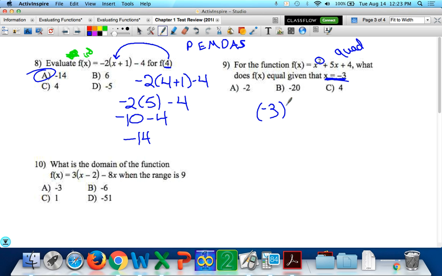That would be (-3) squared. Notice how I wrote that. It's exactly how I'm going to type it in the calculator if you want to do it that way. Plus 5 times -3 plus 4. Let's do this by hand, then we can check it in the calculator. -3 times -3, negative times negative is positive, so we get 9. This 5 times -3 becomes -15, and then plus 4.